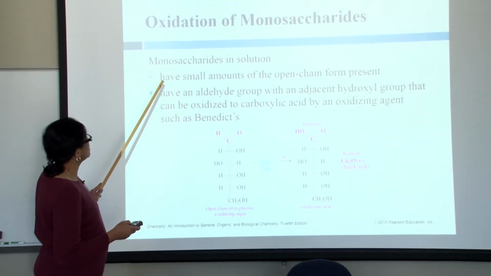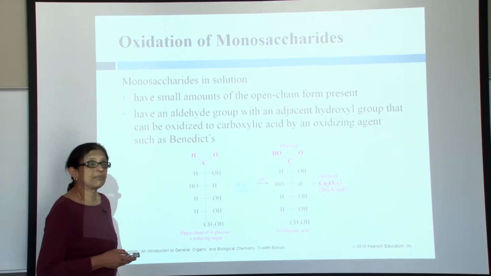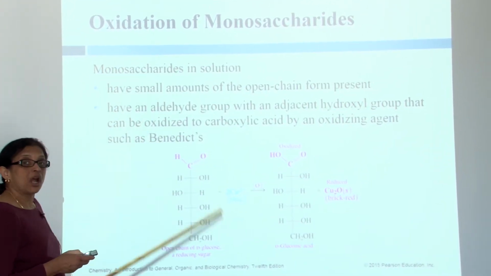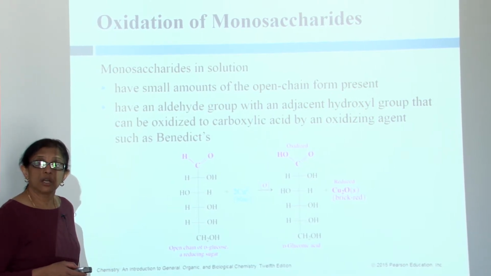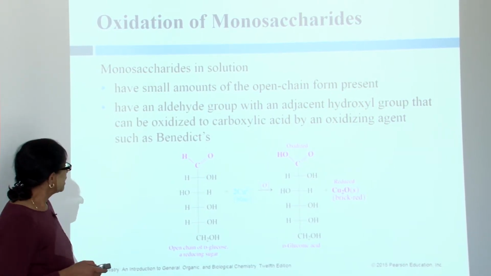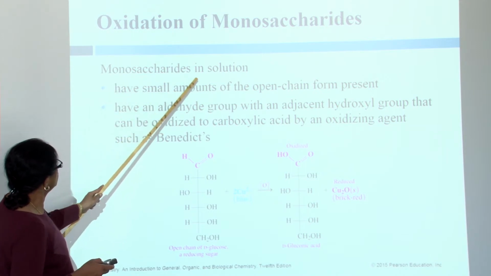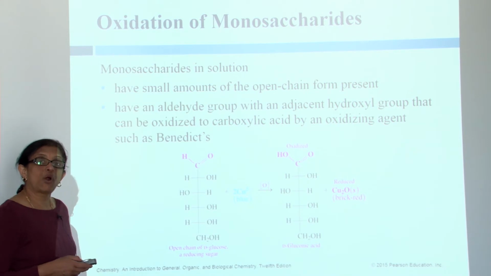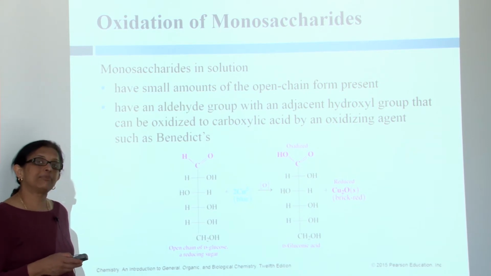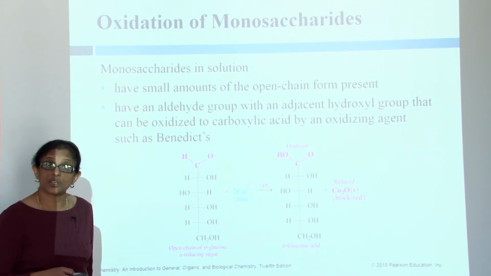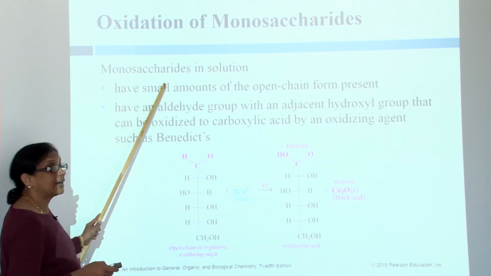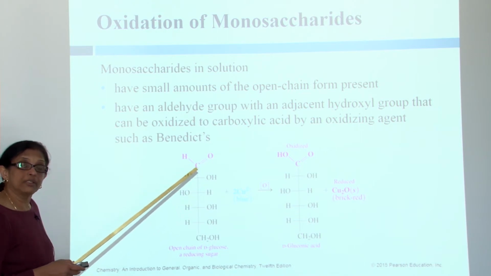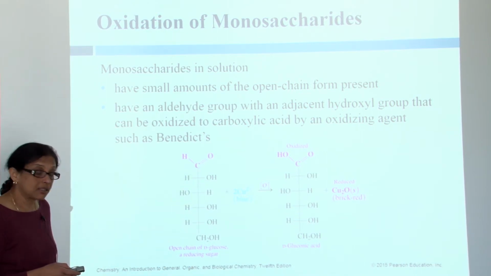So we start with oxidation of monosaccharides. Remember, we are discussing chemical properties. What is oxidation? Oxidation is addition of oxygen or loss of hydrogen. Monosaccharides in solution have small amounts of the open chain form present. If you remember, we were discussing the mutarotation of the cyclic structure. So when a monosaccharide is in solution, there is a trace of the open chain present.